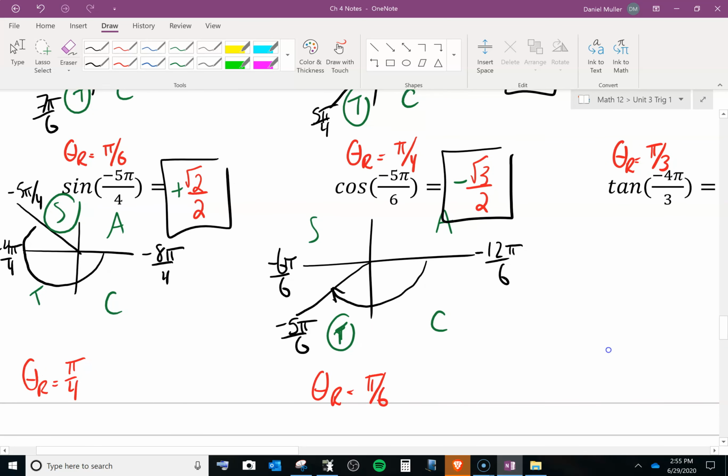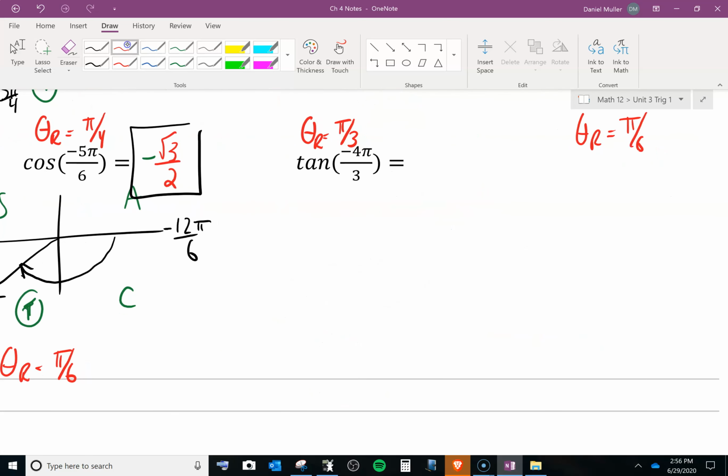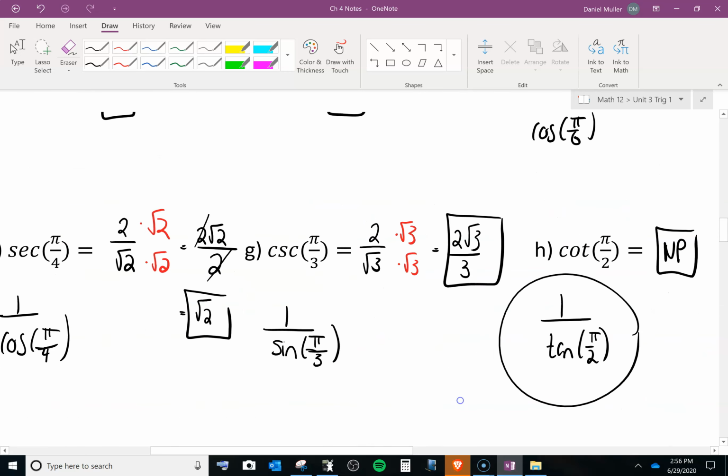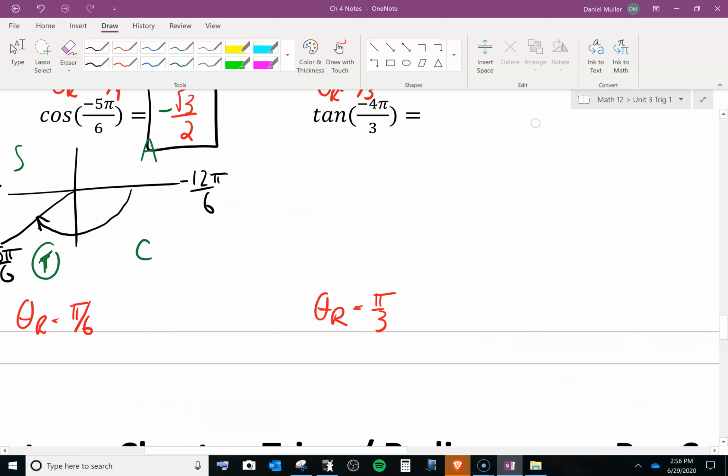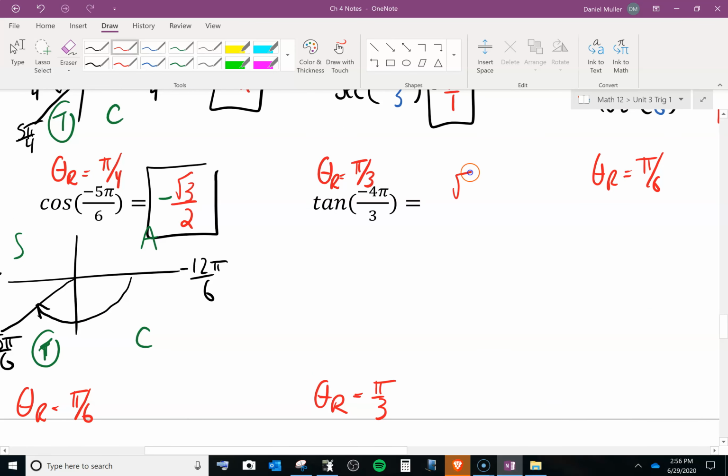Okay, so one more to go. I have a reference angle here, and it is pi over 3. So tangent of pi over 3 is right here. Tangent is root 3 over 1, or just a root 3. So I'm going to write root 3. And then I need to do my CAST rule.